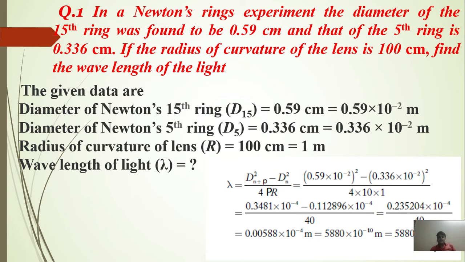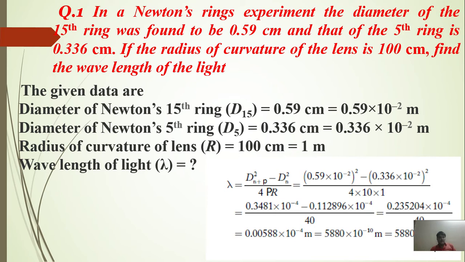In a Newton's rings experiment, the diameter of the 15th ring was found to be 0.59 cm and that of the 5th ring is 0.336 cm. If the radius of curvature of the lens is 100 cm, find the wavelength of the light. Any numerical is solved in 3 steps. Number 1, what is given. Number 2, what is to be found out, and the relation between the given and the unknown, that is the concept.